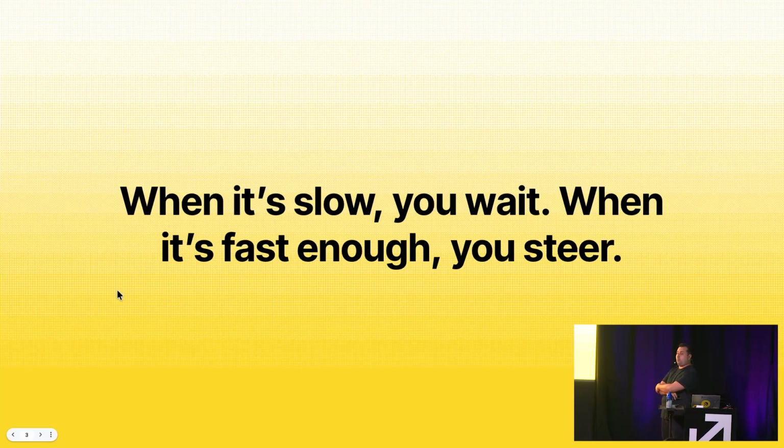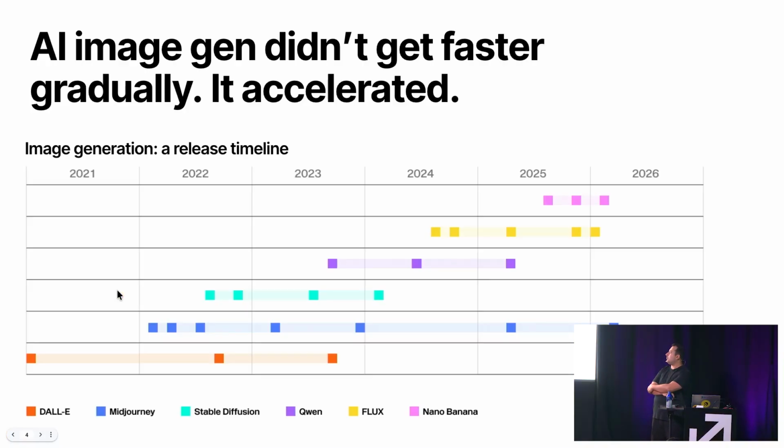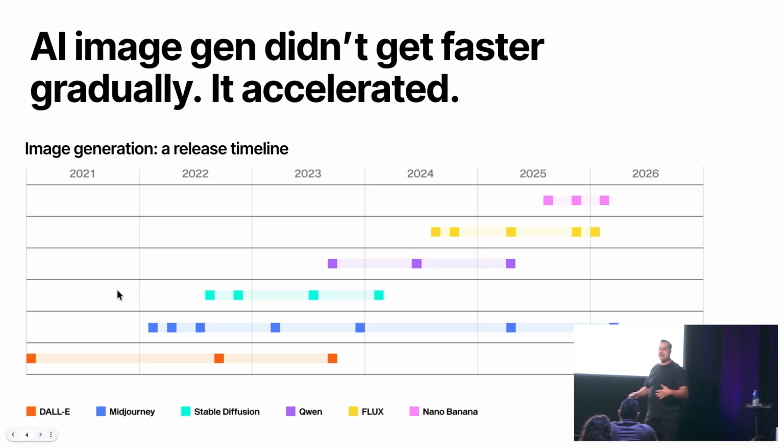When it's slow, you wait. You wait and you wait and you wait. But when it's fast, you start steering it. You're more in control. I want to talk a little bit about the history here, and there are a couple of different eras that we went through. I don't know if you remember early on when DALL-E just came out. That was really the first transformation from GAN-based image generation to diffusion-based, and that was the big unlock.